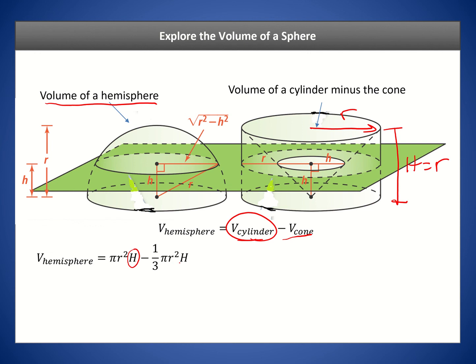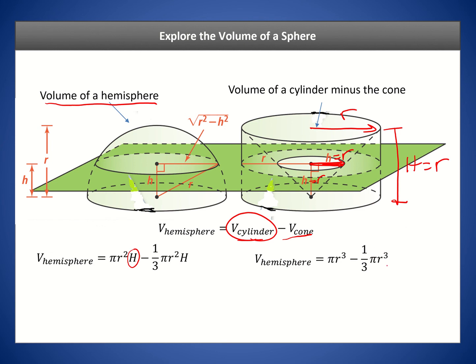Same deal for the cone. The cone here, the radius is equal to its height. So this h is equal to r, and the radius is r for that cone, right? And so if we plug that in, we get pi r cubed minus 1/3 pi r cubed.